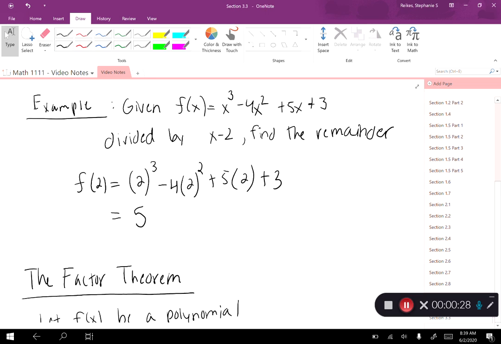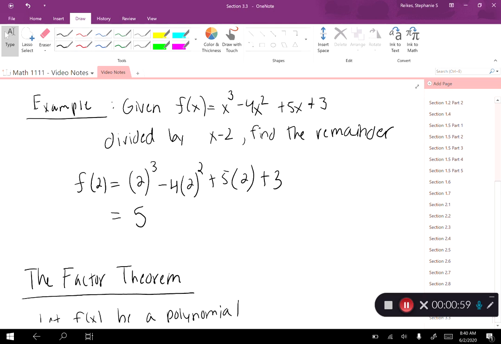Given f of x is equal to x cubed minus 4x squared plus 5x plus 3 divided by x minus 2, let's find the remainder. So normally if we wanted to find the remainder, we could do long division or synthetic division. But there's one other trick. If we don't need the quotient and the question only asks for the remainder, then we can go ahead and plug in the 0 of what's being divided.